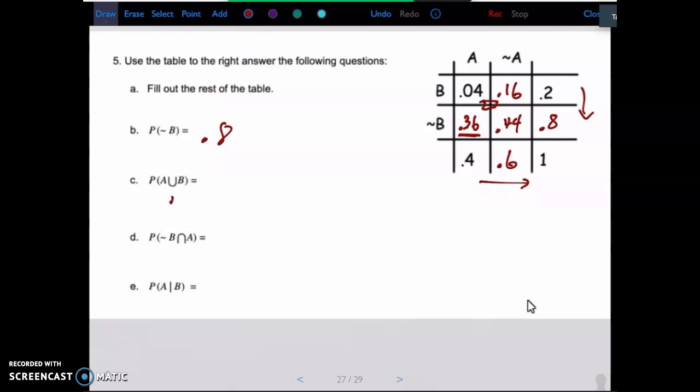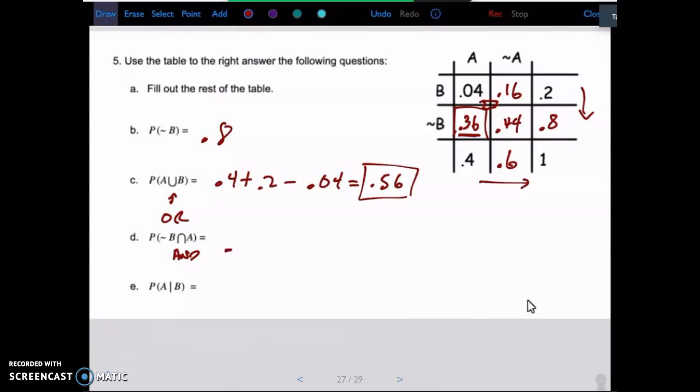So union, remember, union means or. So that's going to be the probability of A, which is 0.4, plus the probability of B, which is 0.2, minus the intersection, which is 0.04. So that's 0.6 minus 0.04, which is 0.56. Not B intersect, so this means not B and A. Not B and A run into each other right here at 0.36.